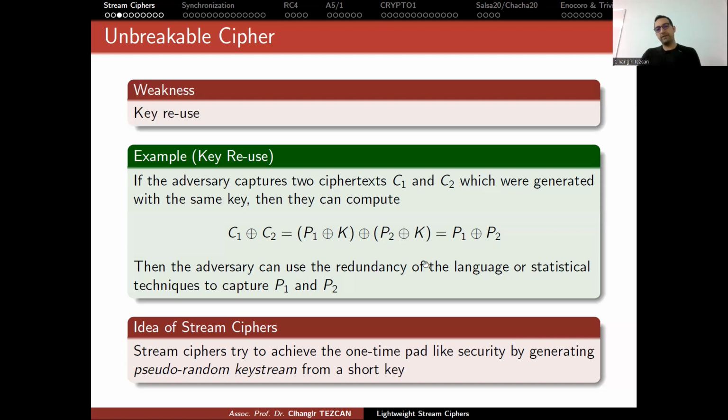But of course, now, since we moved from random to pseudo-random, the security will not be as good as the one-time pad. Okay, and we are saying it is pseudo-random because from a short key, you cannot generate a longer random value, because it is against information theory.